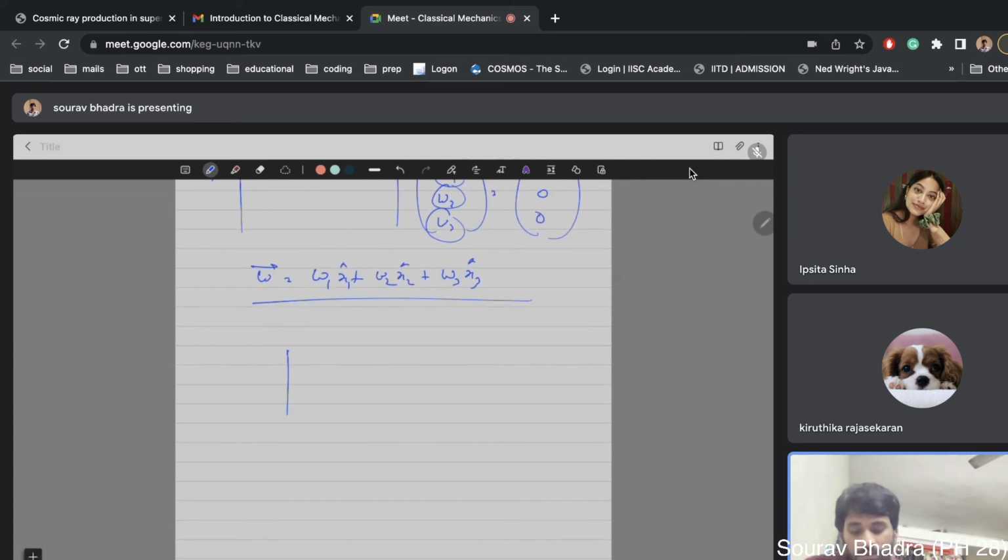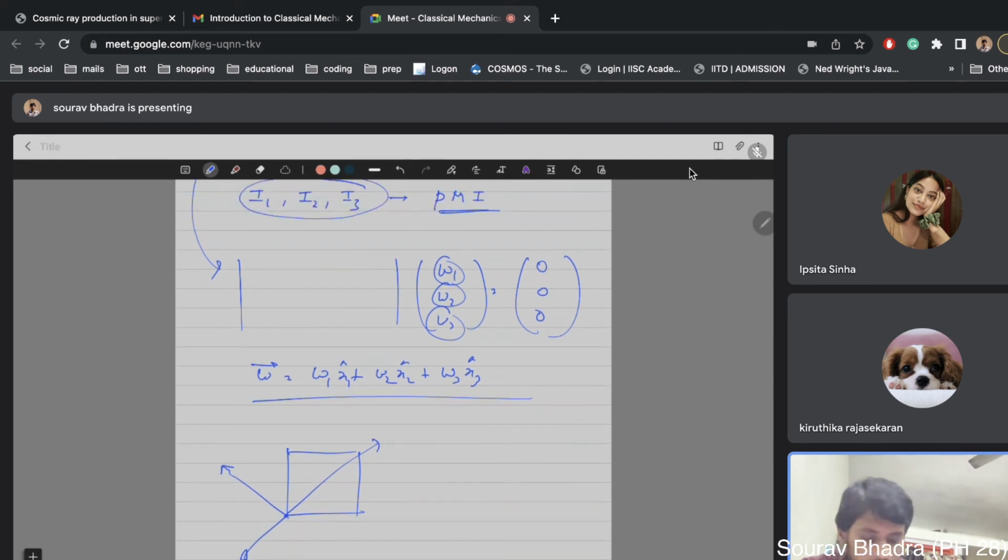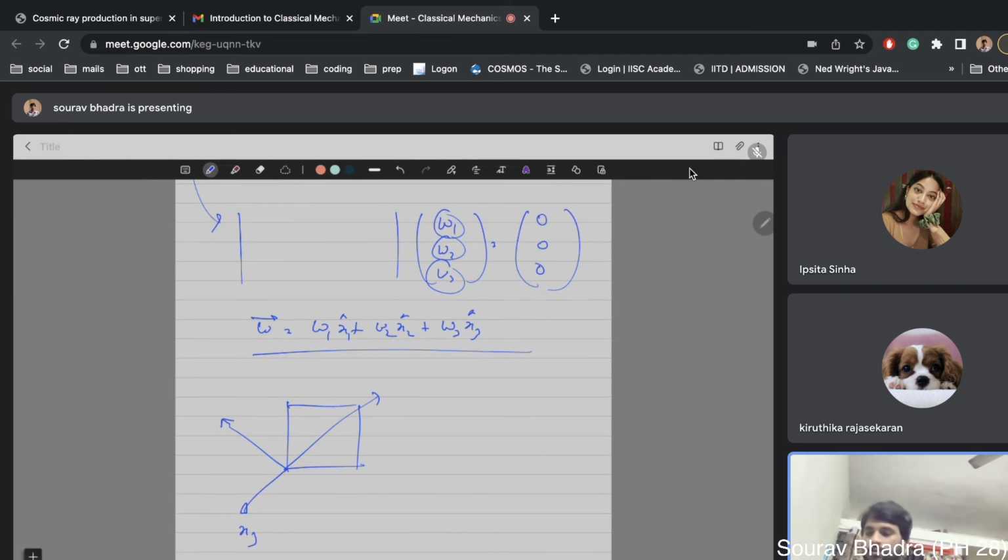And you saw that for this type of body, this is one principal axis of rotation, this is one, and x3 which is perpendicular to the body. So these are the three axes of rotation with the principal moments of inertia, which have been given by 1 by 12, 7 by 12 and 2 by 3 m square. So this is the problem.